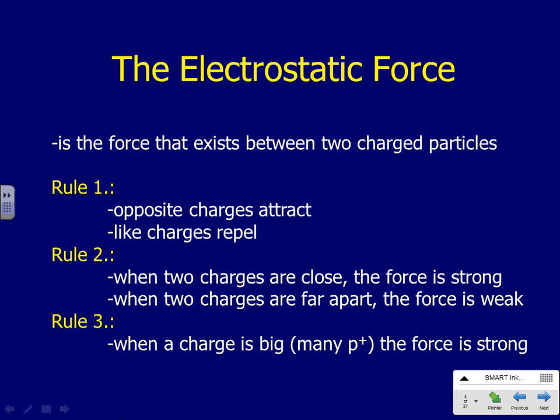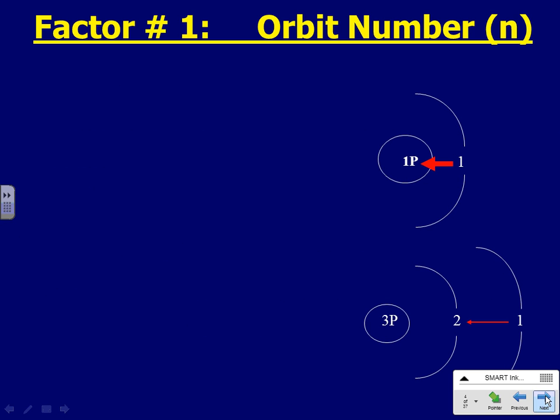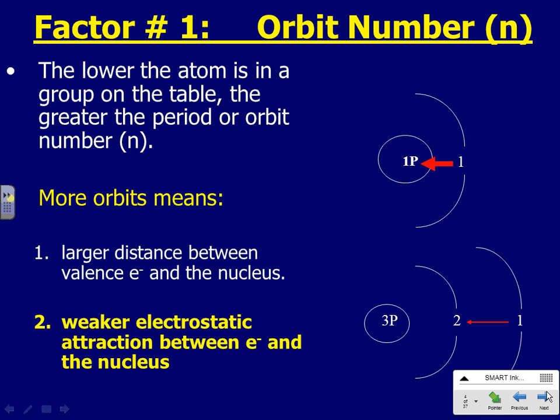So this is now going to be the two factors that you're going to use to answer every one of the trends that we talk about from here on in, except one. I'll tell you that except one. But every other one you do that. Here are the two factors. Number one is the orbit number, or how many orbits that atom has.